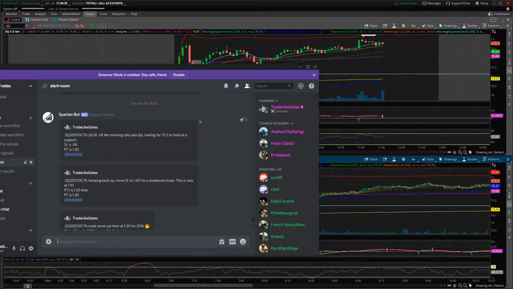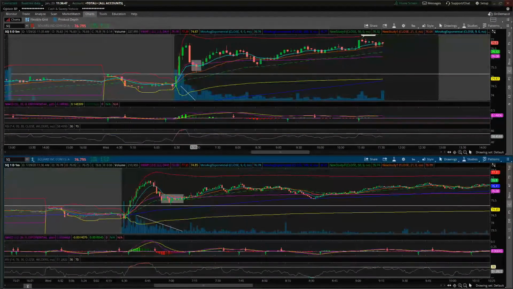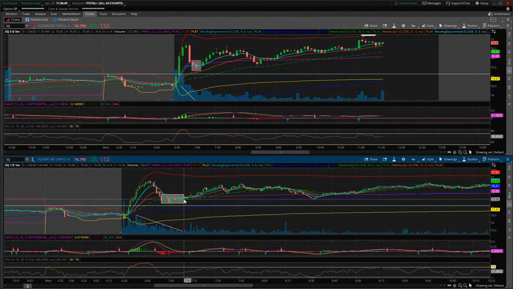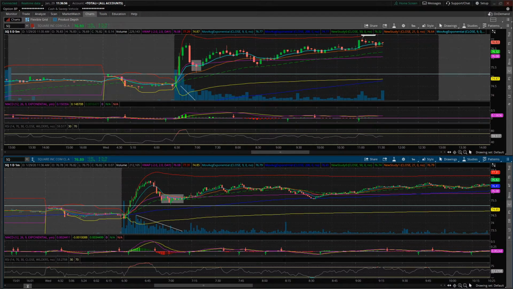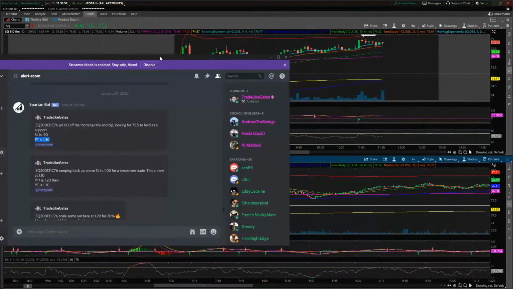They're at $1 right now off the morning rally and dip, looking for 75.5 to hold as a support. We had a 10% stop loss and a 30% profit margin to the top side. And so, guys, just as soon as we entered here, we were basically green for the entire trade. The only things that I was telling the team throughout the trade was, once we hit our 10%, we were up 10%, I told them to move the stop loss up to 1 for a break-even trade.